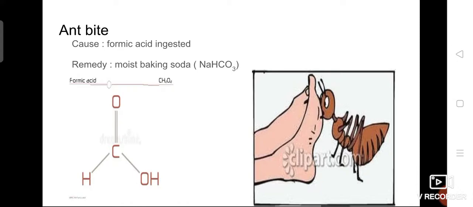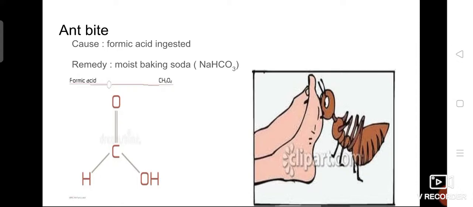So acid has entered into our body. To overcome that, we have to add a base. So what base are we using here? Moist baking soda, otherwise called sodium bicarbonate. The chemical name of baking soda is sodium bicarbonate. Sodium bicarbonate is in the form of powder. We have to dissolve some amount of sodium bicarbonate in water and apply it on that ant bite area. So immediately we will get the remedy. The pain, the swollen part, everything will be reduced immediately after the application of baking soda in the infected area. Are you all clear?